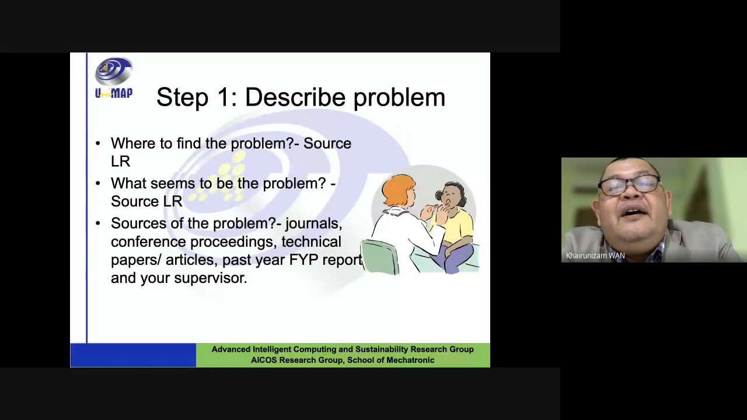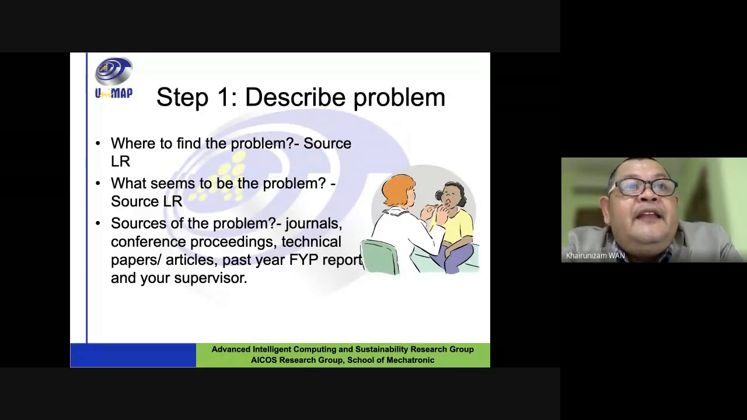What else? Okay. And then what seemed to be the problem must also come from the literature search, from the journal paper, from the previous final year project report. Okay? Or it must come from your supervisor for the final year or undergraduate levels. Okay? And then the source of the problem, of course, is journals.